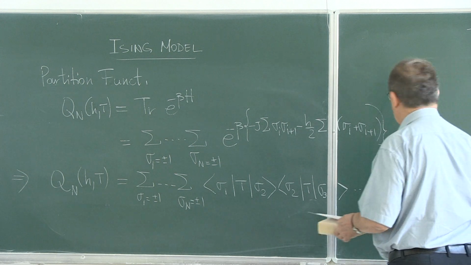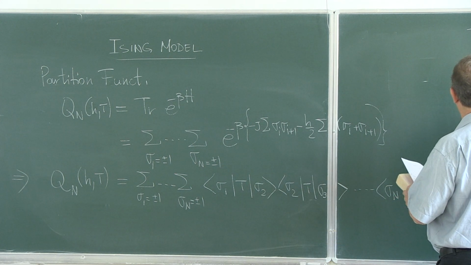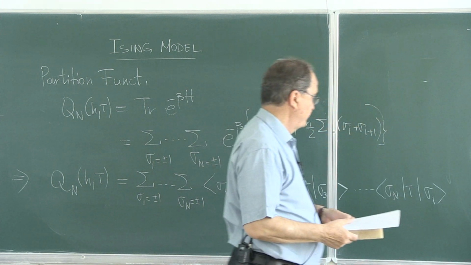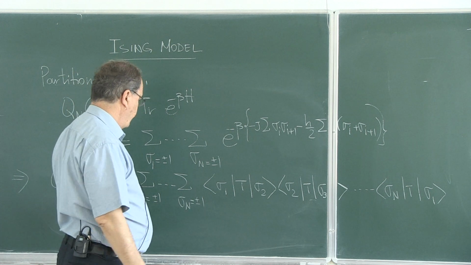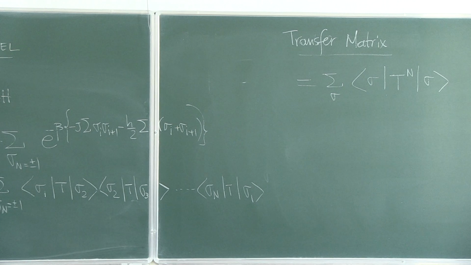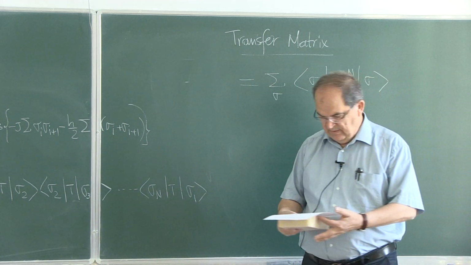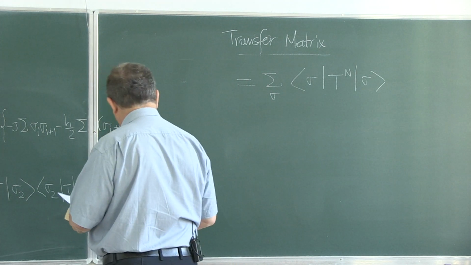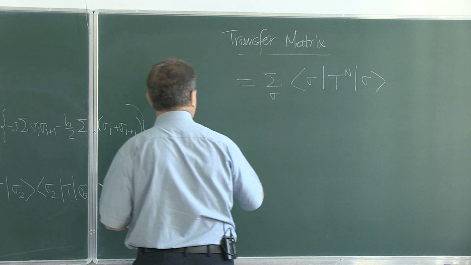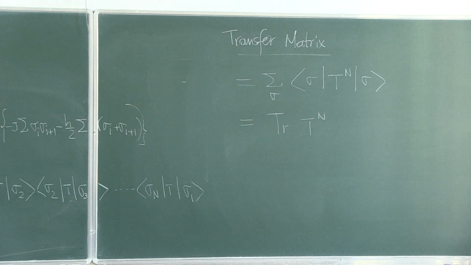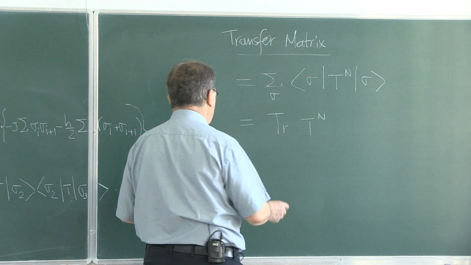Okay? So this thing can also be written as a sum over spin sigma, T to the n, sigma. Each sum is a unity operator when you took it. And that gives you, well, this is nothing but the trace of transfer matrix to the power n. You have n spins. Very nice object. I think you should know that.